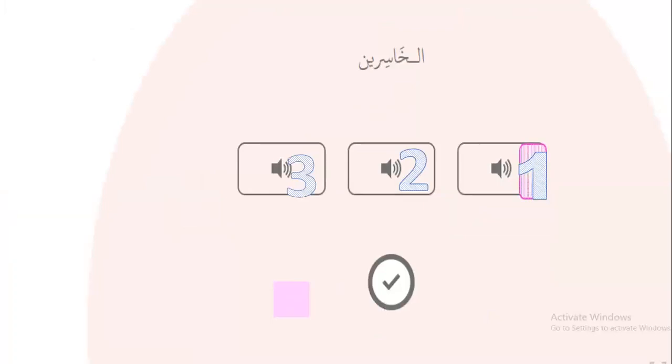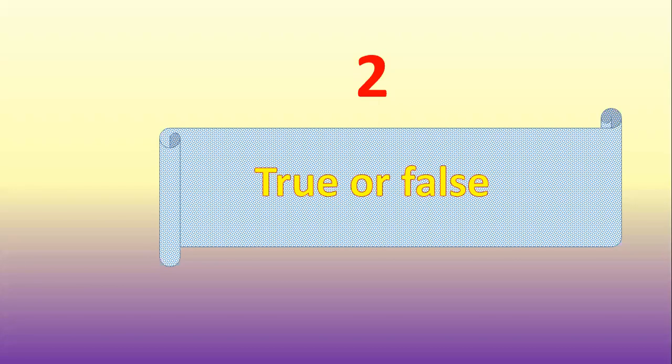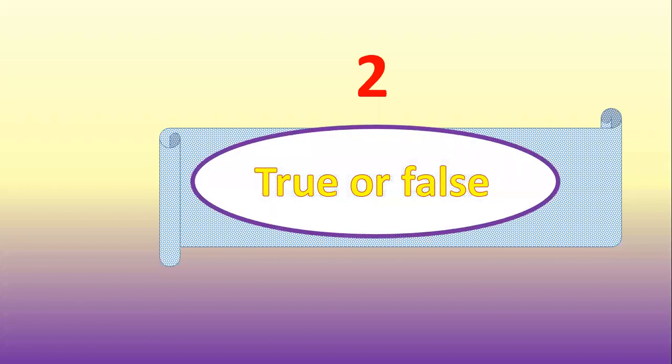Please look at the word and listen to me. Number one, الخاسرون. Number two, خسران. Number three, الخاسرين. Which one is right? Number three, الخاسرين. Now let's go to the second question. It's true or false?